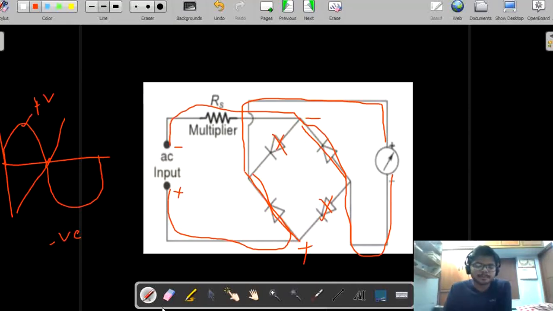Listen carefully. Even when my polarities are changing at the input, at the output my polarity is not changing. The plus will enter at the plus and the negative will leave the galvanometer. So even though my AC input is changing, at the output I have a constant supply, meaning constant polarities.